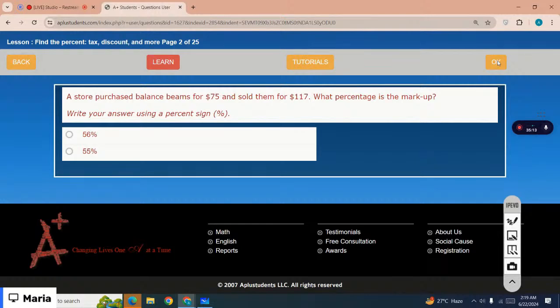A store purchased balance beams for $75 and sold them for $117. What percentage is the markup? You can calculate the percentage markup by subtracting the purchase price from the selling price, divided by the purchase price, right? That's the one we just did in the tutorial. So I forgot the answer actually. 117 minus 75 is 42. 42 divided by 75 is 0.56. So the correct option is 56%. That means the price is marked up by 56%. Option number one is the correct option.